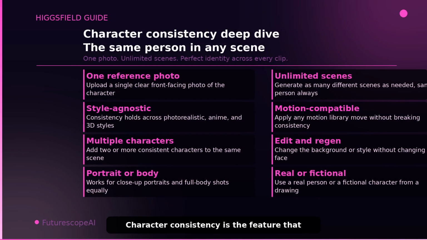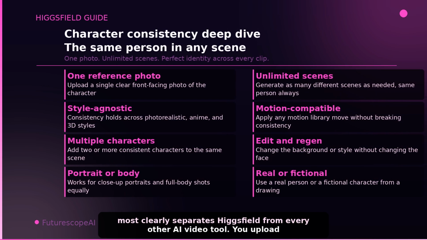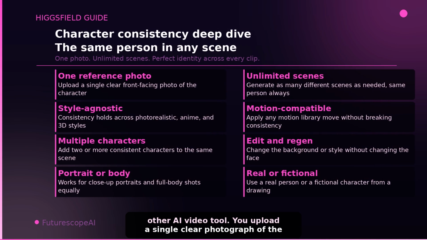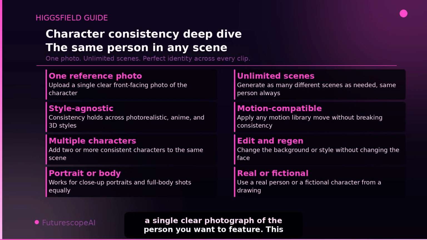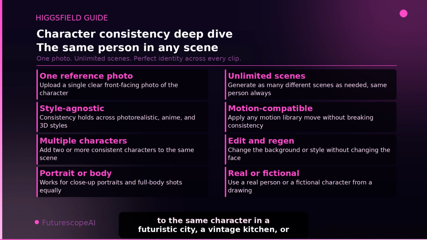Character consistency is the feature that most clearly separates Higgsfield from every other AI video tool. You upload a single clear photograph of the person you want to feature. This becomes the reference for that character in every subsequent generation. From that point, every video you generate with that character shows the same face and physical features regardless of the scene or style. The character in a snowy mountain setting looks identical to the same character in a futuristic city, a vintage kitchen, or a space station.